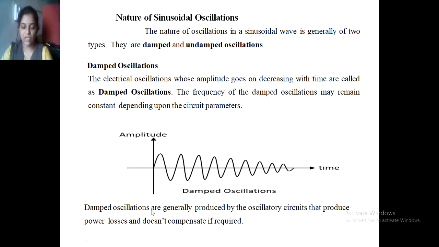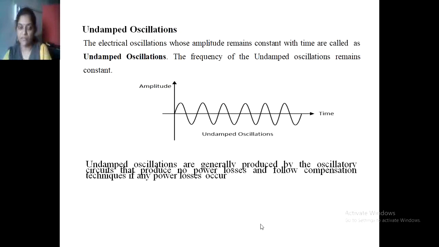Damped oscillations are generally produced by an oscillatory circuit that produces power losses and doesn't compensate for them if required.